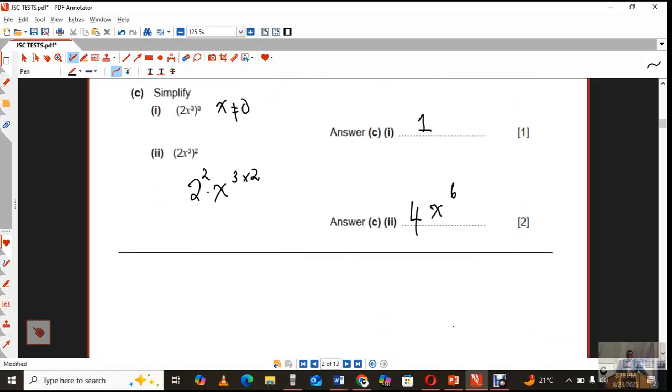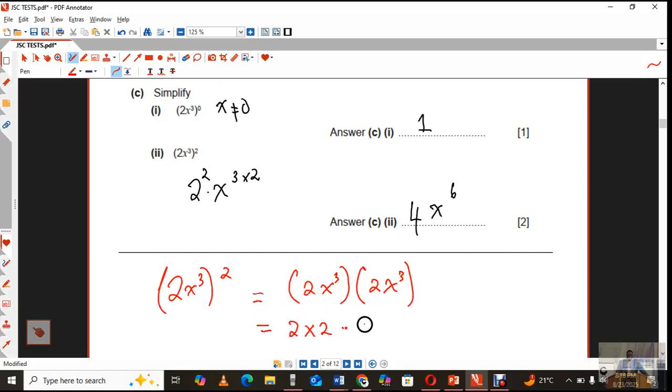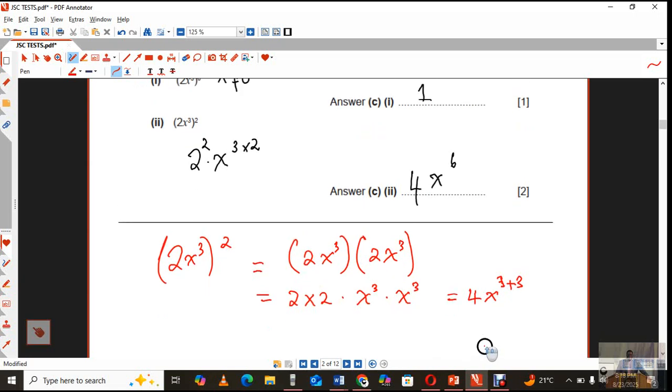Essentially, if you were not comfortable with that approach, just remember, what does 2x cubed all squared mean? Well, it means 2x cubed times 2x cubed. Then you have 2 times 2, and x cubed times x cubed, which gives you 4, and then x cubed: when you multiply and the bases are the same, you add the indices. And that's how you get to 4x raised to the power of 6.